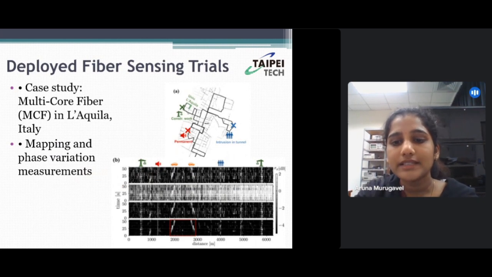Then deployed fiber sensing trials. A notable trial was conducted using multi-core fibers in Italy. This field study showcased the ability to map phase variation and measure distributed sensing parameters in real-world conditions. These results highlight the robustness of the technology.